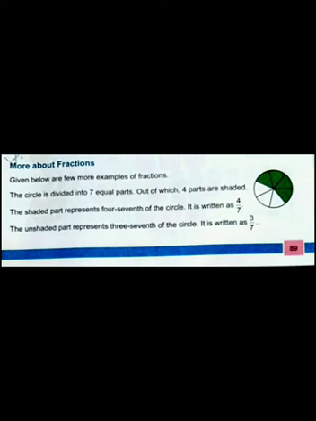So, let's count the number of the shaded parts. 1, 2, 3, 4. So that means the shaded part represents 4/7 of the circle. We used to write it as 4 by 7.